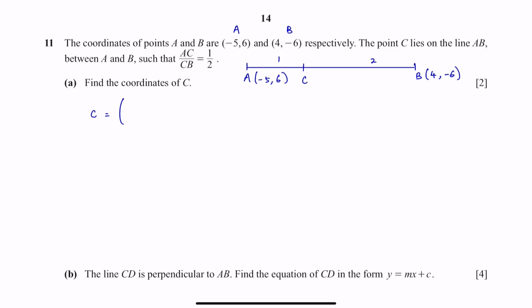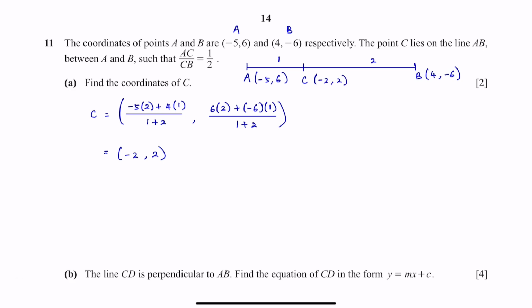So we just have to plug it into the formula. So we have (-5 times 2 plus 4 times 1) over (1 plus 2), and (6 times 2 plus -6 times 1) over (1 plus 2). And this would give us (-2, 2). So we know that the coordinates of C would be (-2, 2).